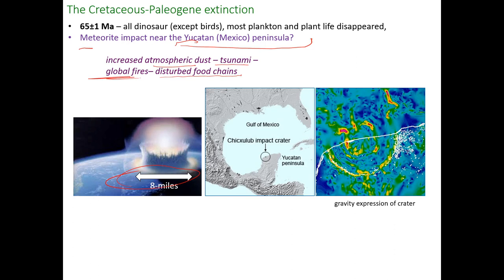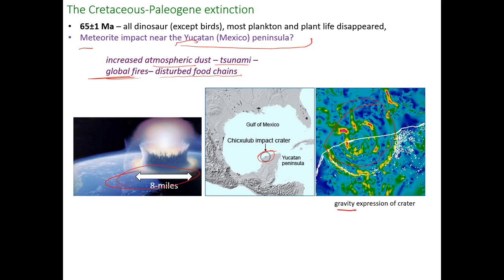Now, we think that the impactor landed somewhere off the coast of the Yucatan Peninsula here, because we've actually done gravitational measurements. Now, of course, this is under the ocean right now, so we can't really see what's going on.